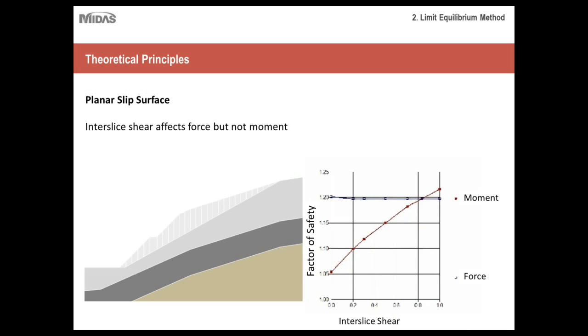So let's take a look at another type of shape. Now let's take a look at the planar slip surface. Once again, the main difference between the arc failure surface and the planar slip surface is just the shape of the surface itself. Instead of a rounded shape, it's now a straight line going from one point of the slope to another point up here. So now the case has been reversed. As interslice shear increases, it's the moment that changes, but the force stays the same. Once again, try to imagine this failure surface as one solid piece.